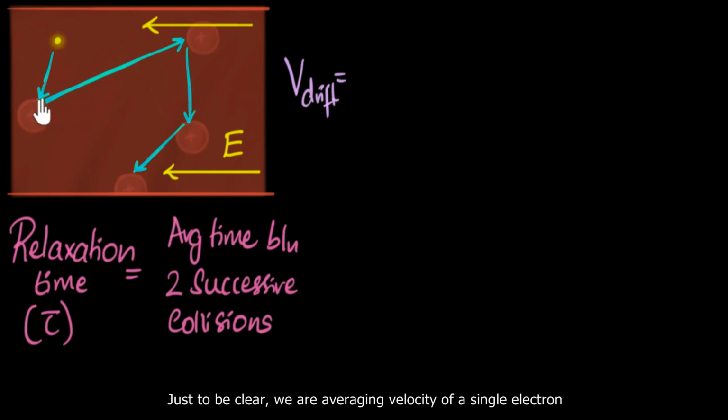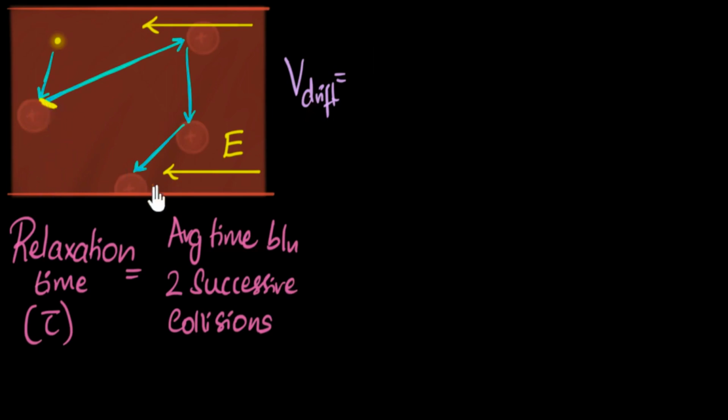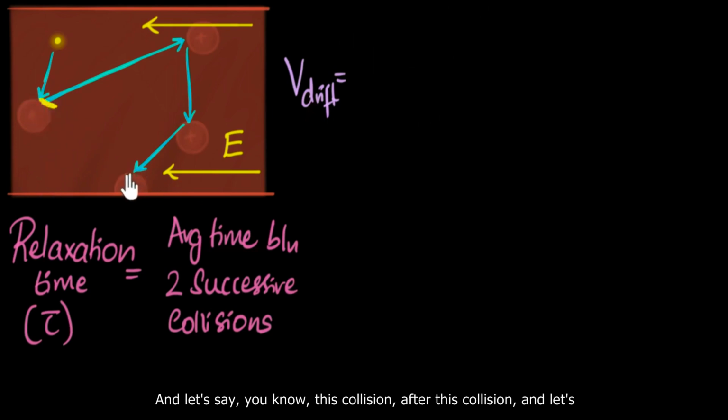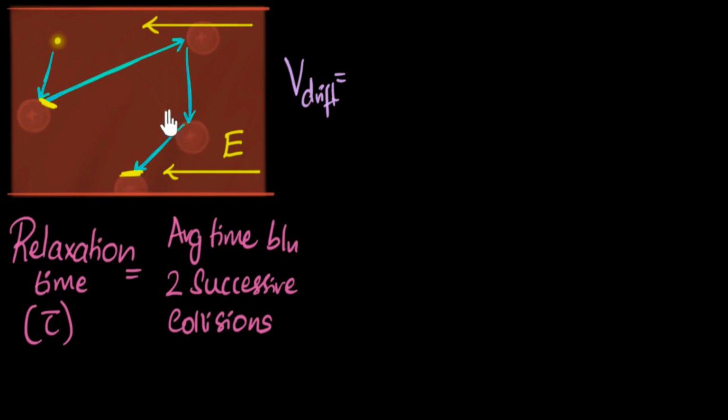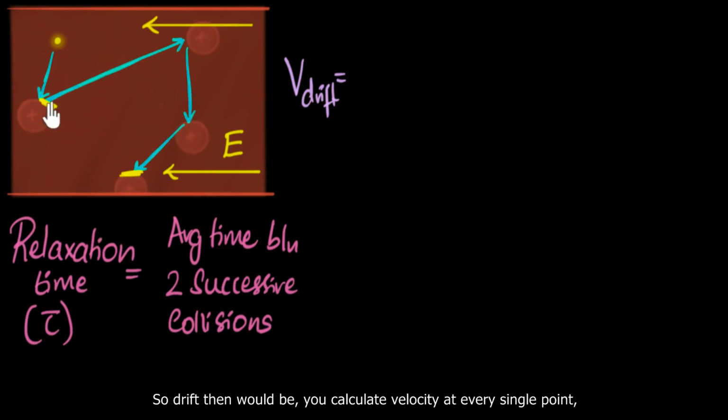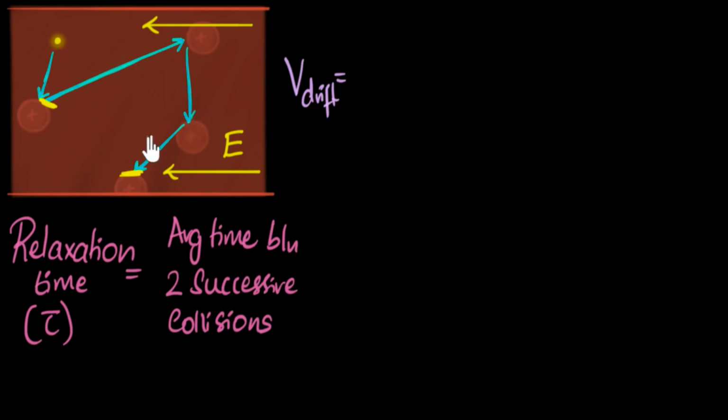Just to be clear, we are averaging the velocity of a single electron over time. I am not averaging velocities of all the electrons. That's not what I'm doing, a single electron over time. So let's say I consider this as my start time, and let's say from here to here, imagine there are a million collisions happening in between. So drift velocity then would be, you calculate velocity at every single point, add them all up and divide by n. Does that make sense?